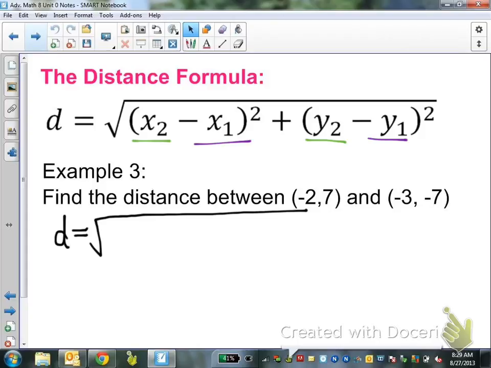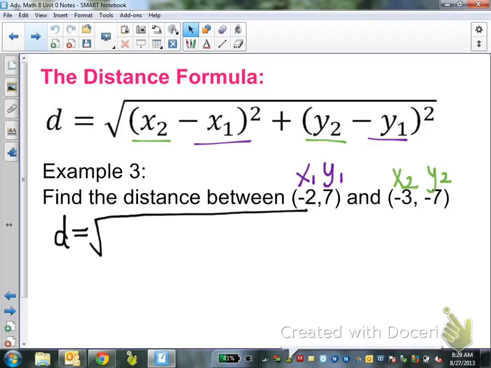What I always like to do is label the points. So what would be my x1? Good, -2, which would make 7 my y1. The little number next to the x and the y just tells you which point it is. The 1s mean that this is the first point. So my x2 and y2 are going to be -3, -7. The 2 just means that this is the second point.